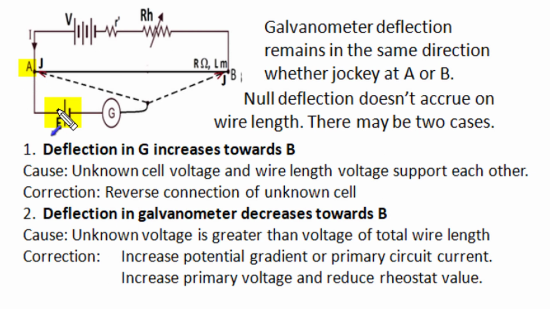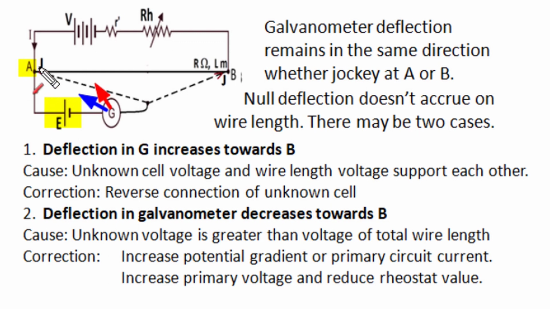In the second case, when our jockey connection is near position A of the wire, the galvanometer shows a deflection in one direction. When the jockey is moved to position B, the imbalance in the galvanometer decreases, but we won't get null deflection. Only the amount of deflection has reduced, but the deflection is again in the same direction. It means the total wire length voltage from A to B has a lesser magnitude than the unknown EMF.